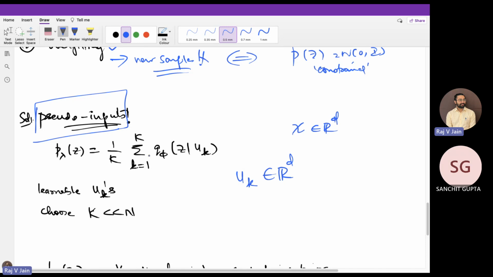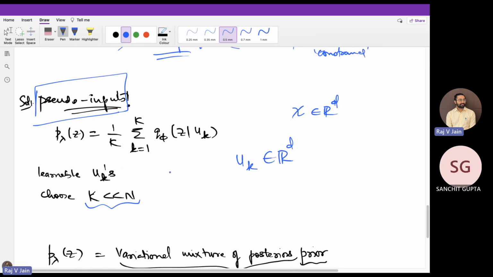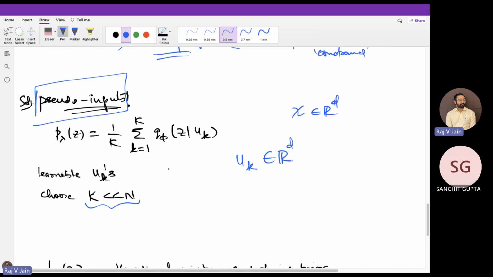The biggest idea here is that the form of p_lambda is the same as we saw previously. So instead of going through all data, you pass through only a few of these, and you choose k less than n because you want to be computationally tractable. With this idea, they give p_lambda of z, that is your optimal prior. Again, the idea is simple: every u_k is a learnable vector.